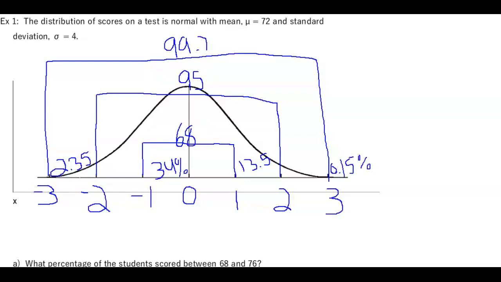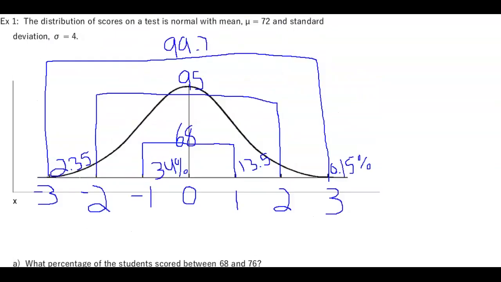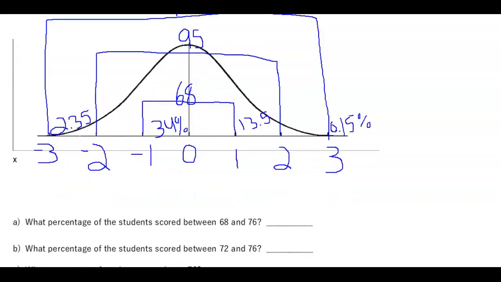Now that we know this, we can do a little example problem. You'll see I have an example problem here with numbers. The problem says the distribution of scores on a test is normal with a mean of 72 and a standard deviation of 4. I'm going to redo these numbers and write below it. I'll put our 72 in the middle, which is where our 0 is, and we know we have a standard deviation of 4.